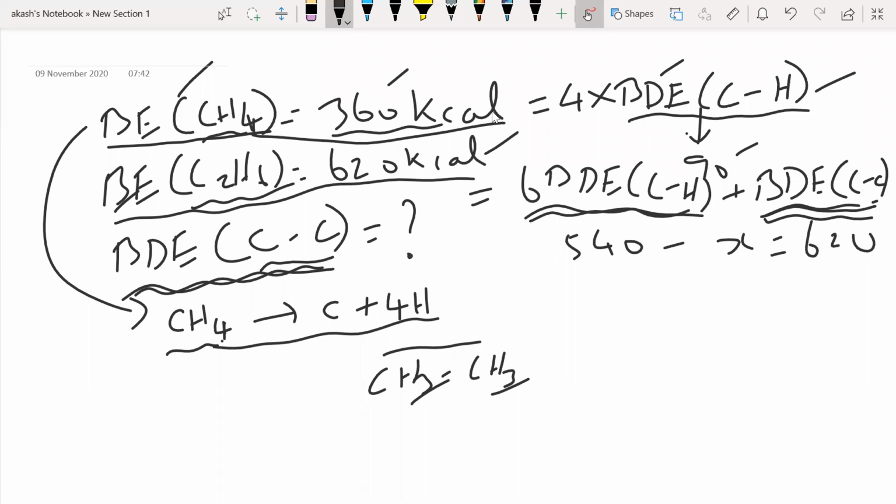80, sir. I think minus 80. Oh, this is plus, right? Why did I put a minus? It should be plus 80. 80, correct. X will be 80 kilocalories. Basically, X is my bond dissociation energy of CC bond. That's what we found out. 80 is the answer. Everybody understood? Yes, sir. Okay, fine.